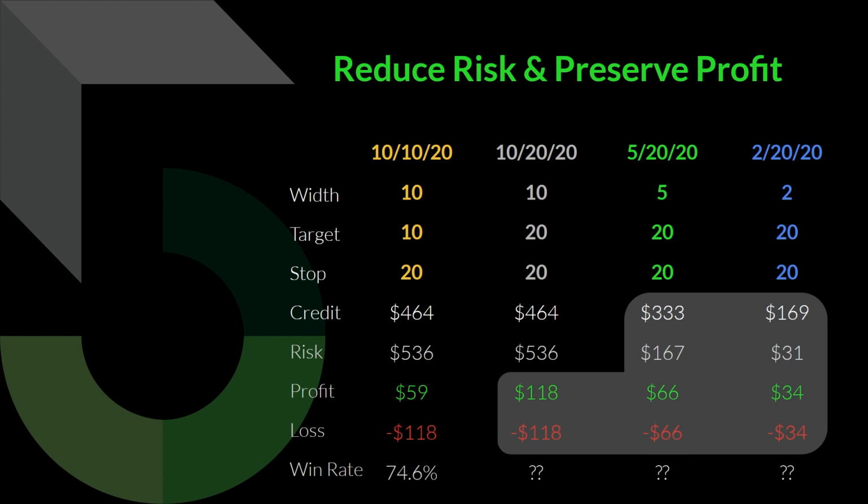So these are the 4 iterations that I'm going to be testing in Option Alpha, and I'll be reporting back to see if the 10-10-20 is still the best iteration, or if we can actually reduce the risk and still preserve the profit by using one of these other iterations.